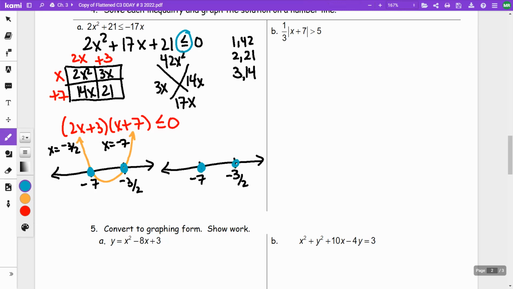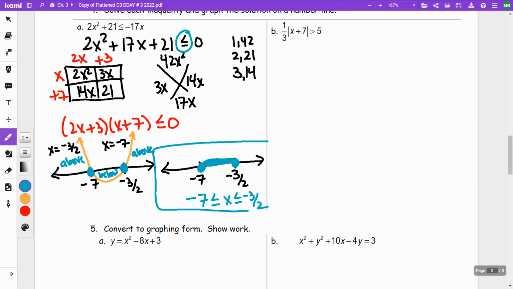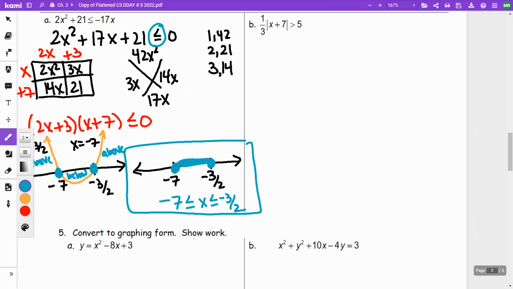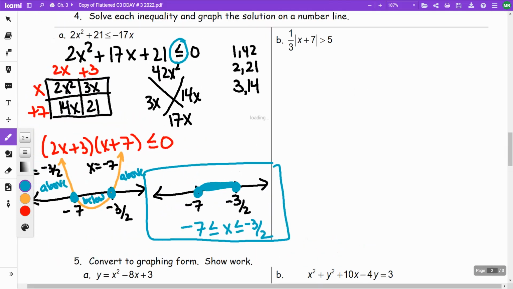And then I want it less than, so less than means below. So I'm going to be here because this one here is above, and this here is above or greater. So I'm going to be in between. And the way I'm going to write this answer is negative 7 less than or equal to x less than or equal to negative 3/2. And that's our answer.